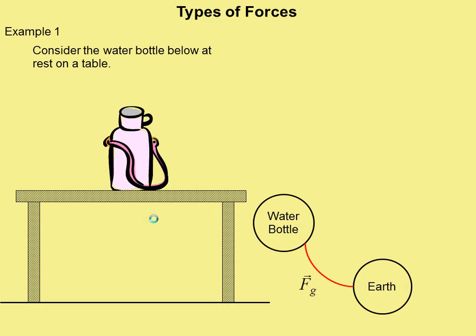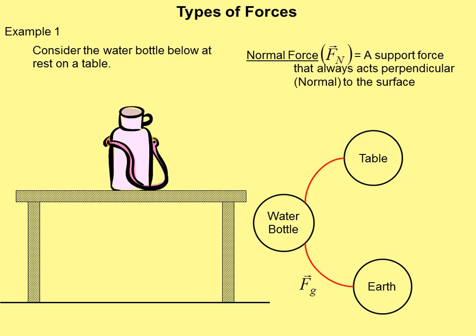So there is an interaction here with the table. Again, we're going to represent it with a little red line. Well, that force is coming from a support force from the table. And support forces are given special names. They are called normal forces. Capital F with a capital N subscript. Okay, this is a normal force.